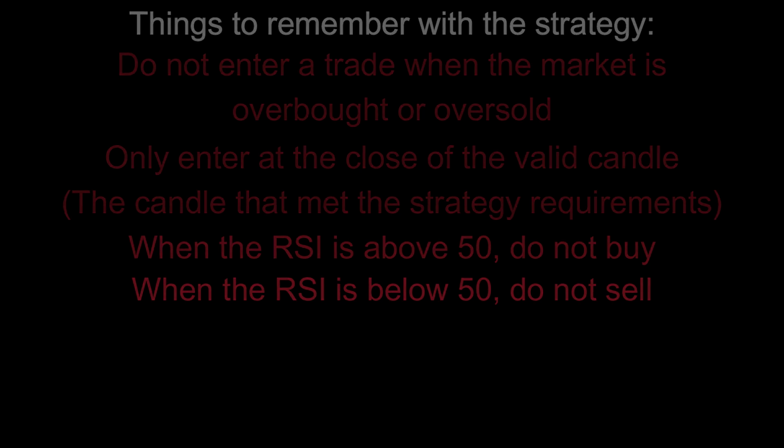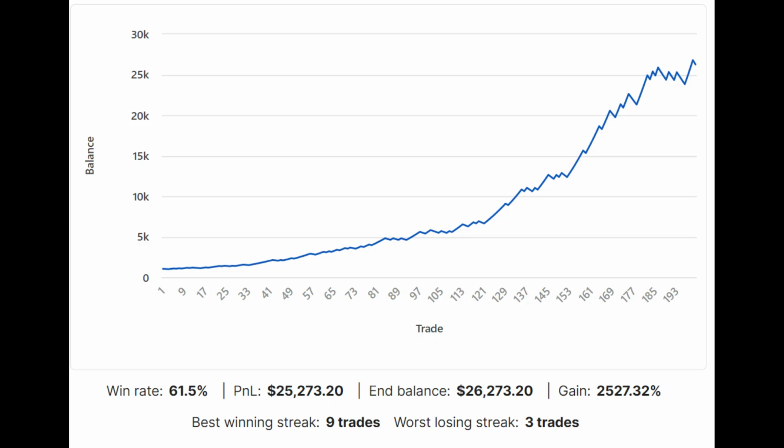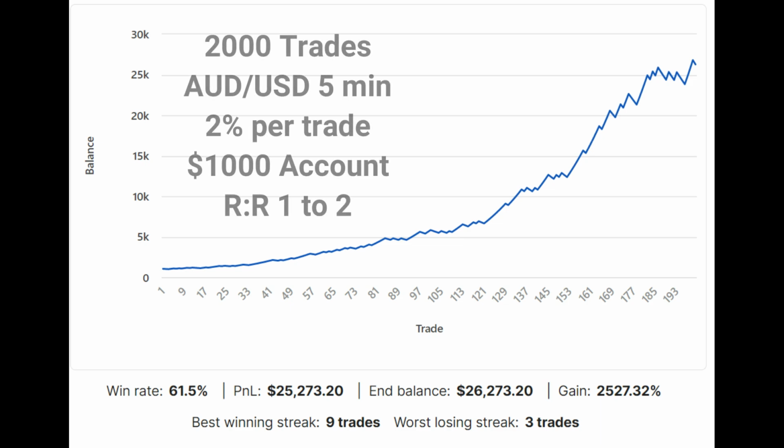Okay, now that we have run through some examples and what to avoid when using this strategy, let's backtest this and see if our results come out profitable. I backtested this trading strategy 200 times, on the Forex pair Australian dollar to US dollar, 5-minute chart. I risked 2% per trade, starting on a $1,000 account. The risk-to-reward ratio was set at 1 to 2 for all my trades, and I only took trades that were valid with the strategy's requirements. So let's run through these numbers.